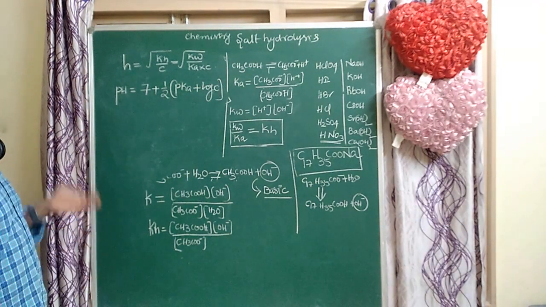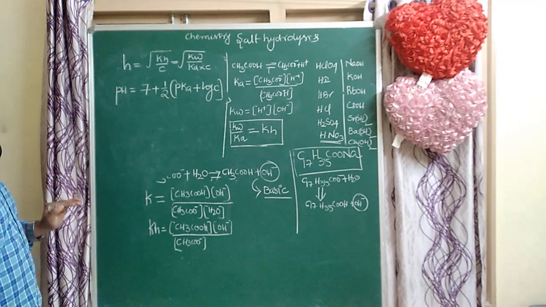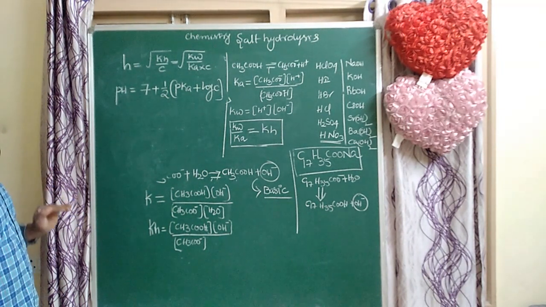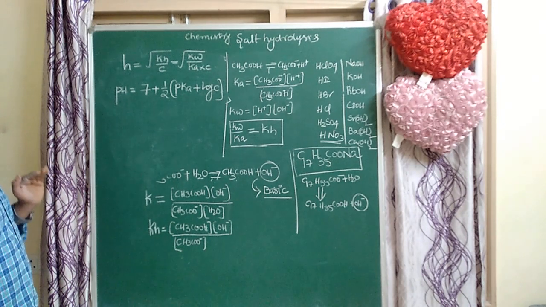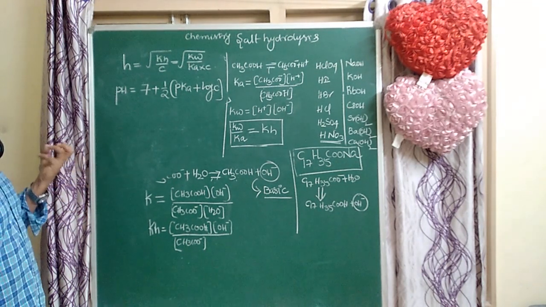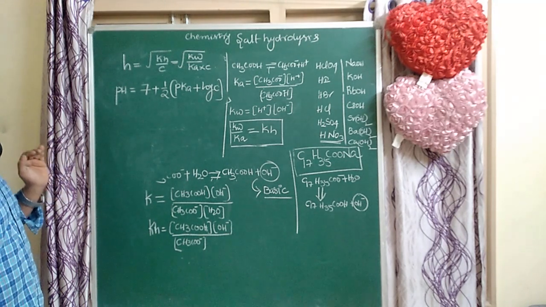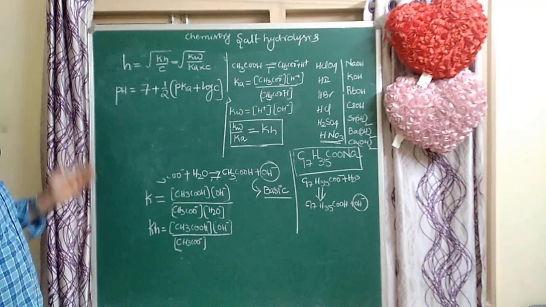Any salts of this type that undergo anionic hydrolysis, what is the nature of this solution? Basic nature. Why? Because they produce OH minus ions. What is the Kh value? Kh equal to Kw by Ka. What is the h value? Square root of Kh by C, that equals square root of Kw by Ka into C. That is very, very important.